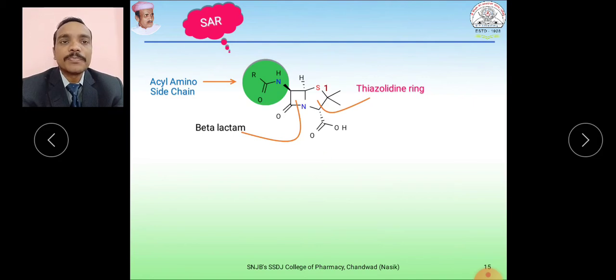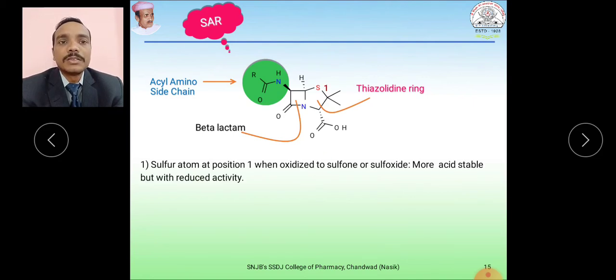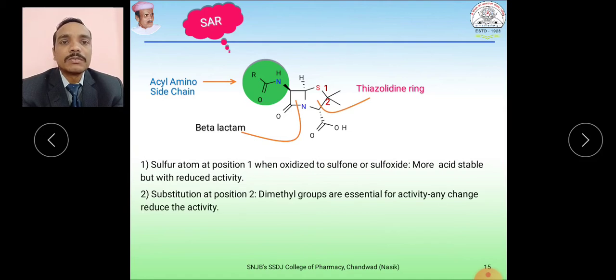So start with this. First position, sulfur atom at position 1 when oxidized to the sulfone SO2 or sulfoxide, that is stable to the acid condition, but it is with the reduced activity. So this is to be only maintained as a sulfur, not to convert into a sulfone or sulfoxide, because it gives less activity. Second position, it contains the dimethyl group here, CH3 CH3. These are essential for activity, and if any change is here, that reduces the activity.